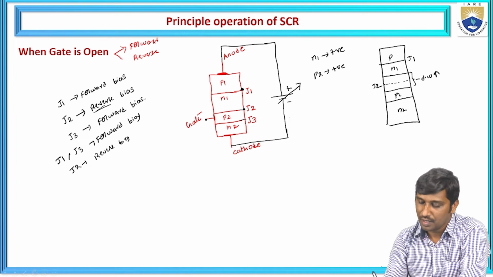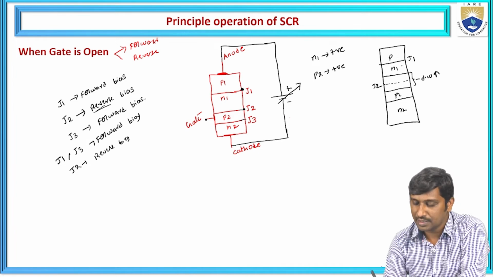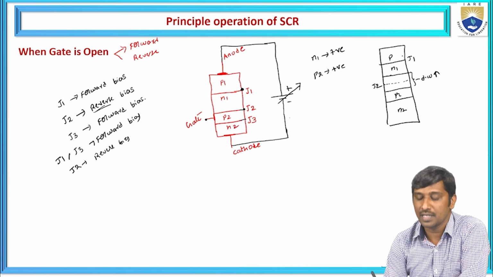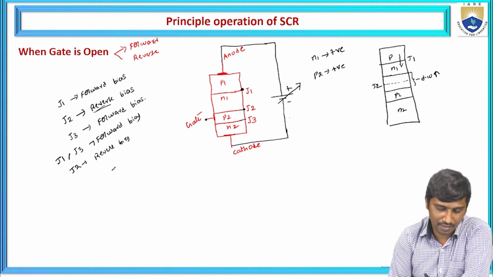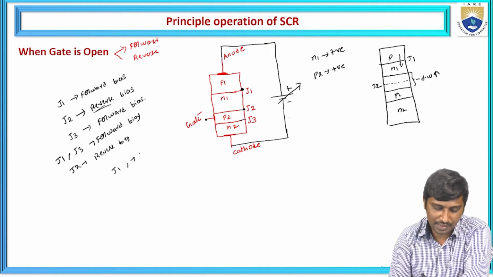So hence, for junction P1, J1 is forward biased, which means it is in a conducting state. J1 is in a conducting state. J1 acts as the on state.